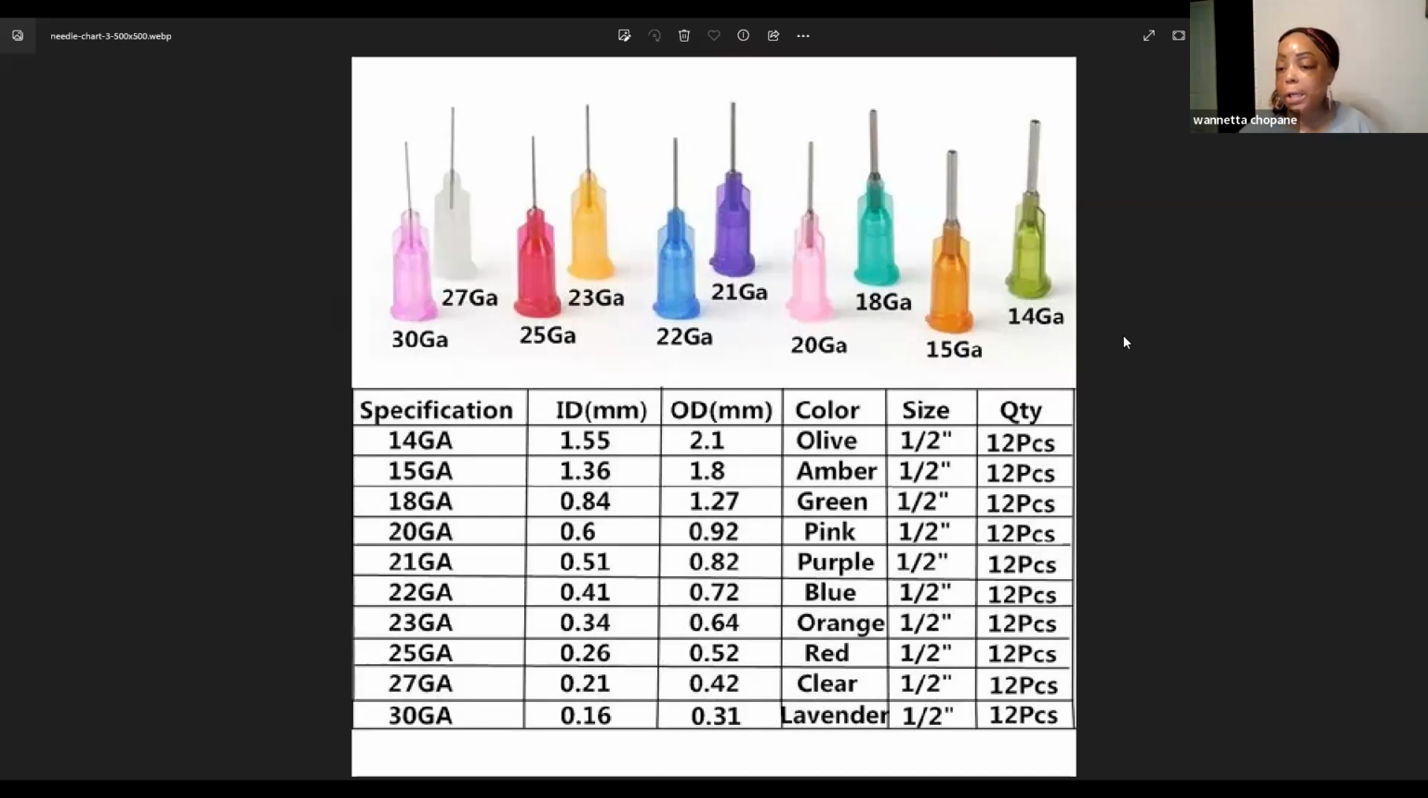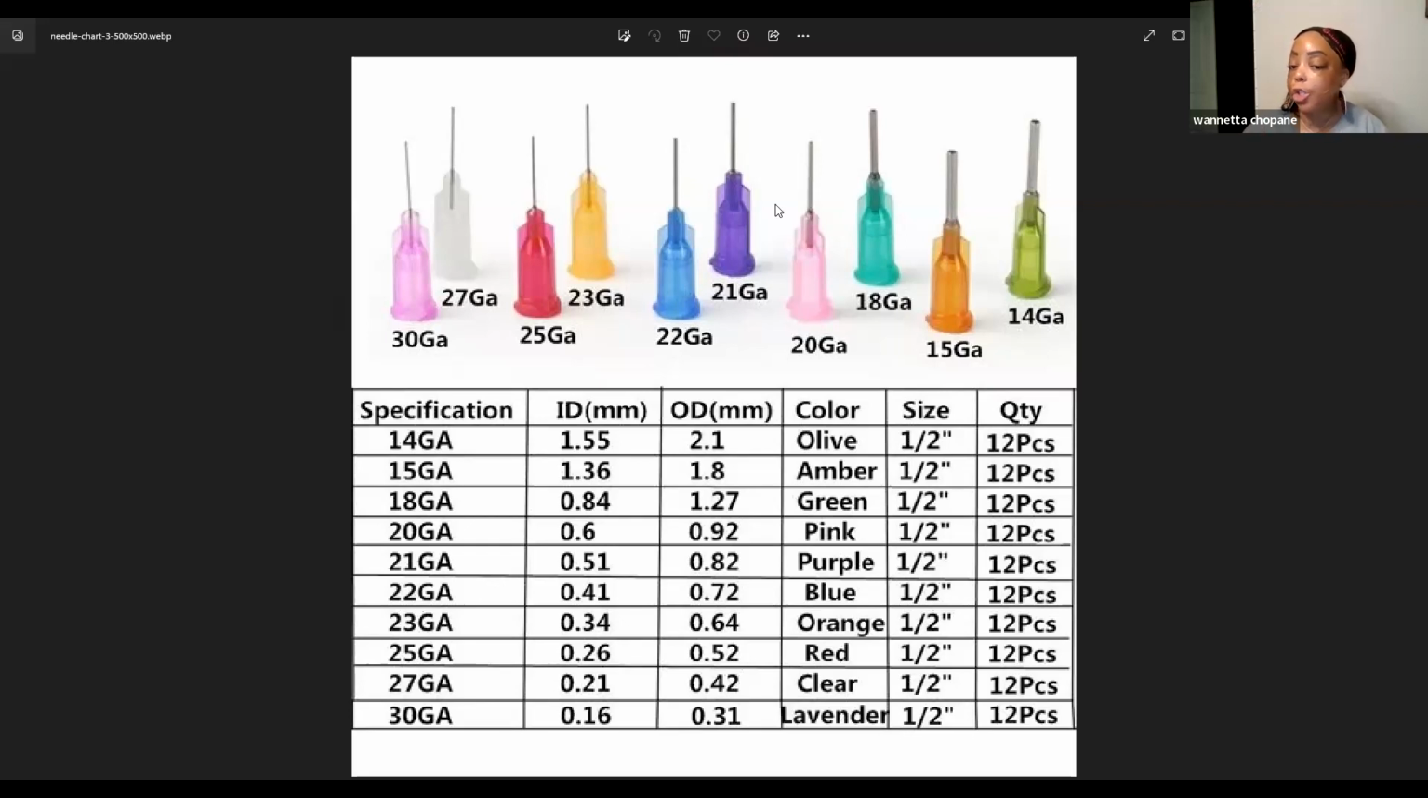I'm going to take a second to see if you can tell me, what have you noticed about these sizes of the needles? They're all 1/2 inch. Huh? They're all 1/2 inch. 1/2 inch, okay, but what else? I'm looking for something else. They all have different holes. The holes are bigger on the 14, 15, 18, 20, and then it just gets smaller and smaller and smaller. So tell me more.